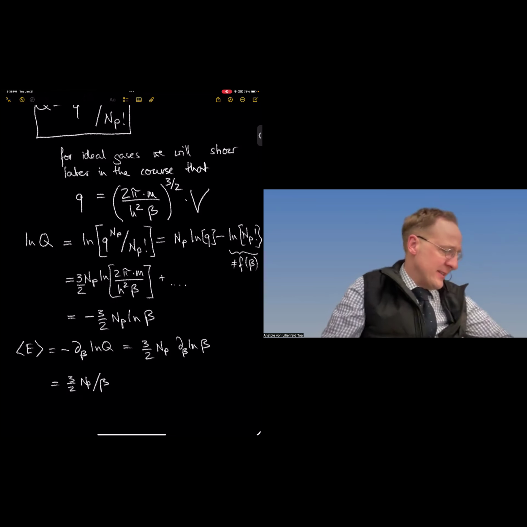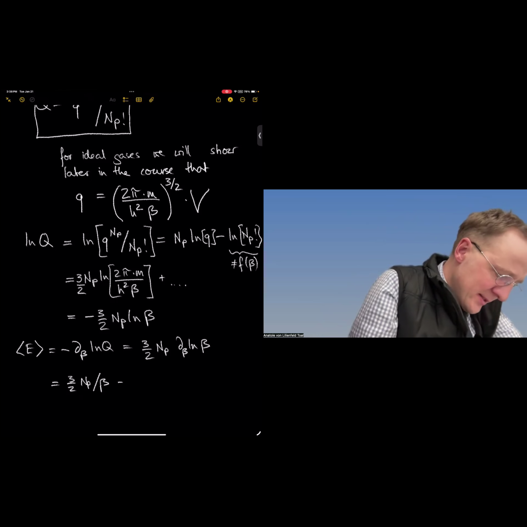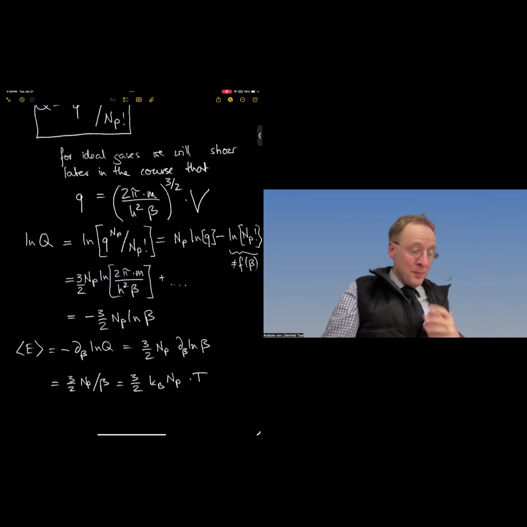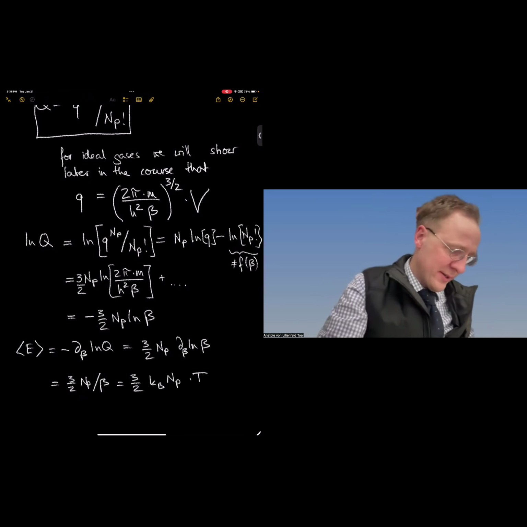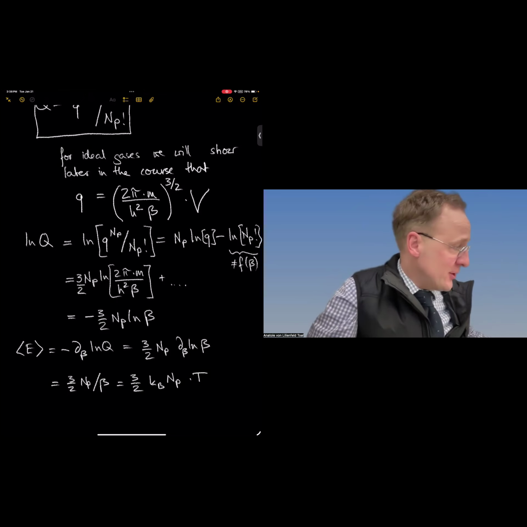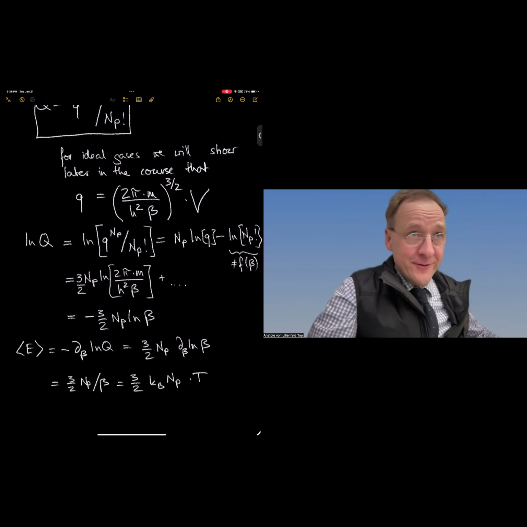And beta is the inverse temperature. So this is 3/2 k_B N_P times T. So the average energy has got to do something with T.